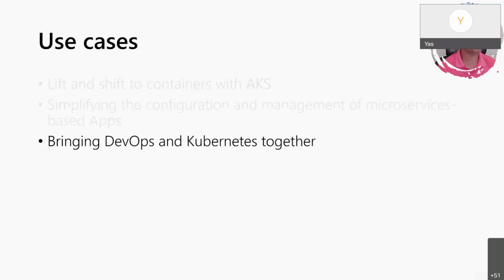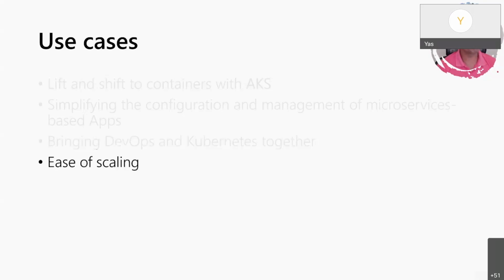If you want to bring DevOps and Kubernetes together, again, AKS is a perfect example of that service. You can get the same with Service Fabric. So you can have some sort of a CI/CD pipeline with Service Fabric, but it's not going to be as smooth as what you have with AKS. With default integrations, it is pretty amazing.